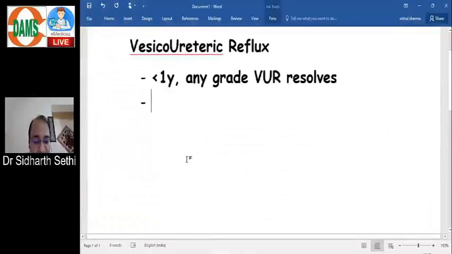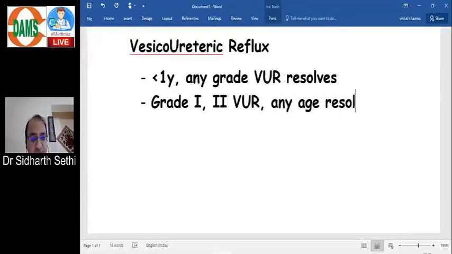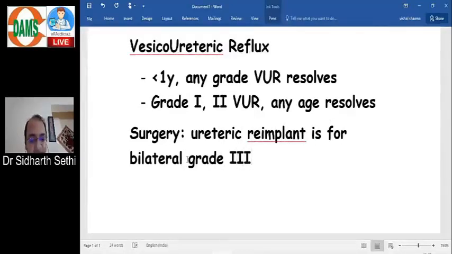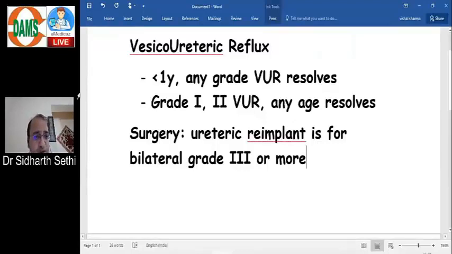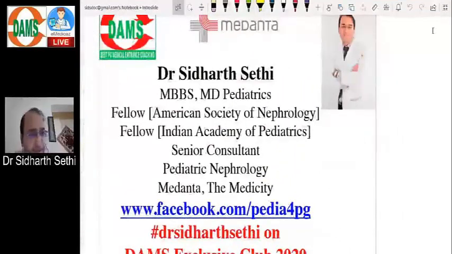Secondly, grade 1-2 VUR, at any age, resolves. So if you have a small VUR, we will just hold on and put them on antibiotic prophylaxis. Surgery, which you don't need to know in detail, is where we reimplant the ureters. Surgery is only for bilateral high grade VURs, bilateral grade 3 or more, we may go for surgery. Nowadays more and more we go towards less surgery, more antibiotic prophylaxis.